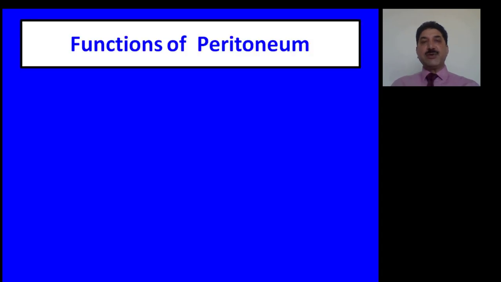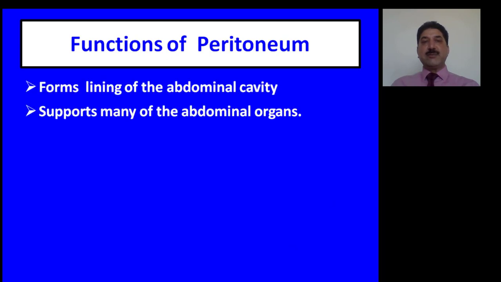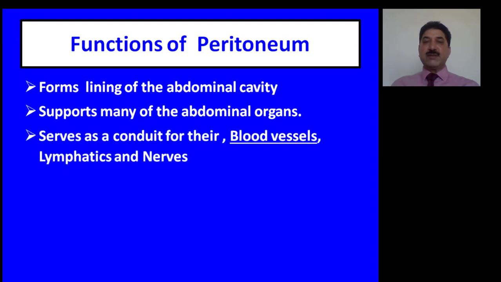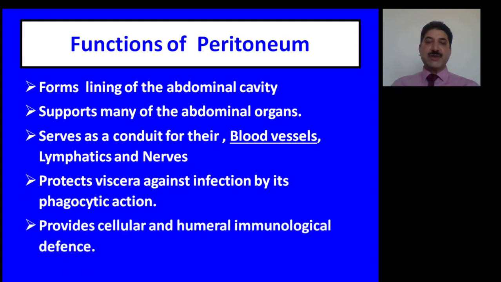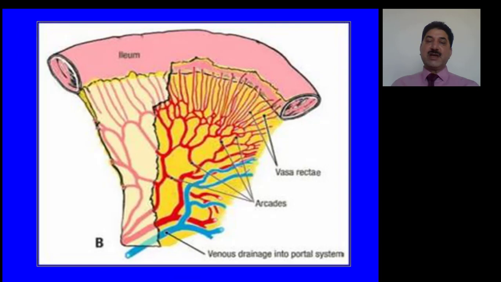What are functions of peritoneum? Peritoneum forms lining of abdominal cavity. It supports many of the abdominal organs mechanically as well as serves as a conduit for their blood vessels, lymphatics, and nerves. It protects viscera against infection by its phagocytic action. It provides cellular and humoral immunological defense. Peritoneum acts as a reservoir of fat and energy.